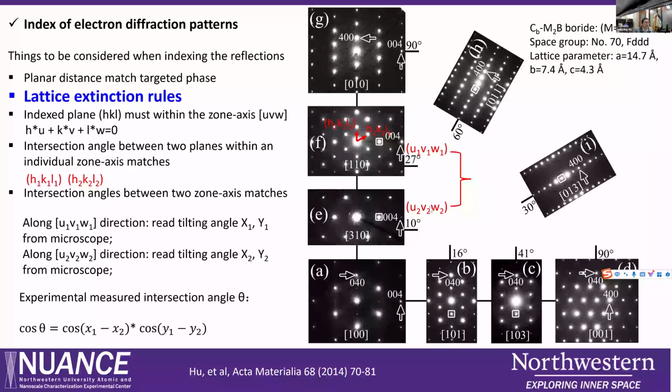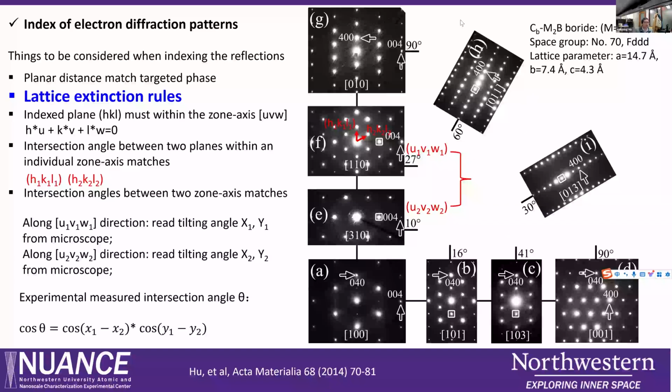For example, for your target phase, if you index this as 110, and if you index another one as 210, their angles are different from your experimental observation. That means it's wrong. So when you index the diffraction patterns and the structure, usually you should consider many things.